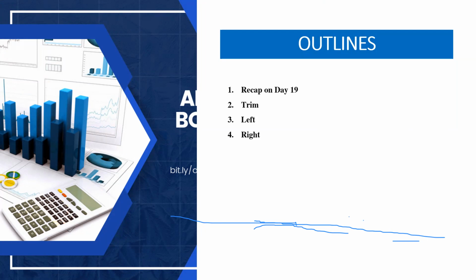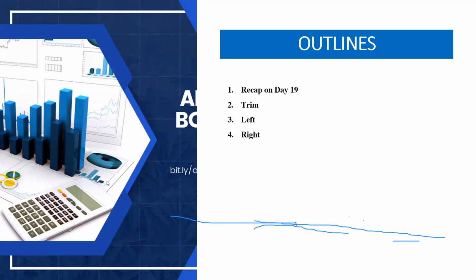Today, we are going to talk about trim. What is this trim? Trim function is used to remove extra spaces. Trim is used to remove extra spaces in a data. There are unnecessary spaces, and trim is used to remove such unnecessary spaces in the data.